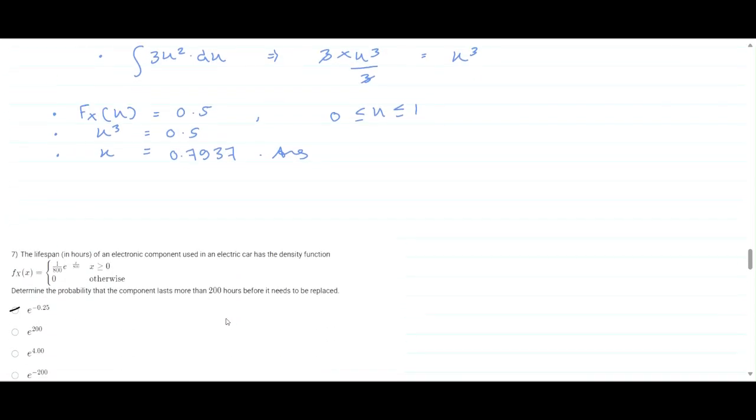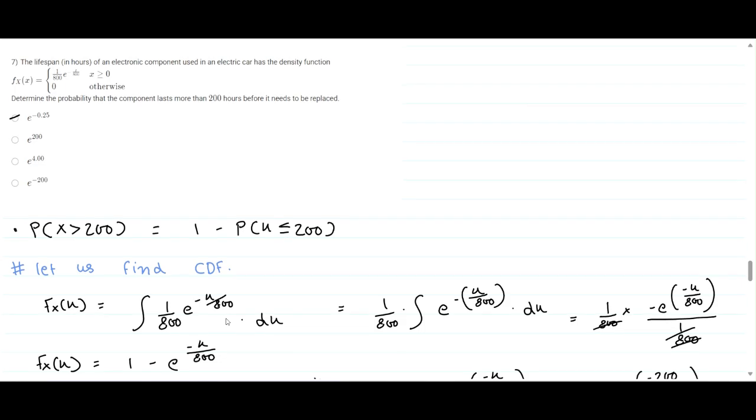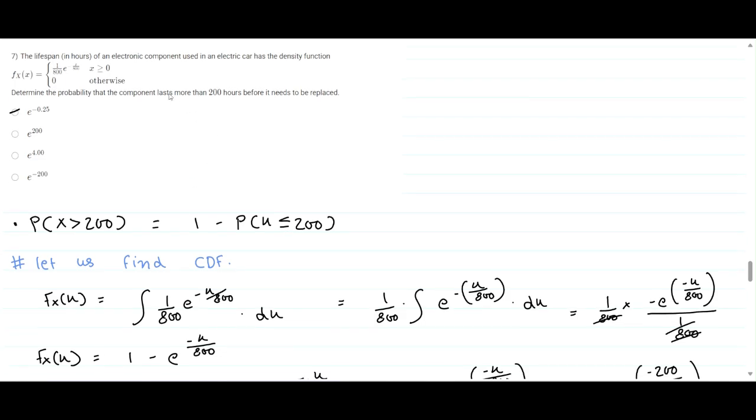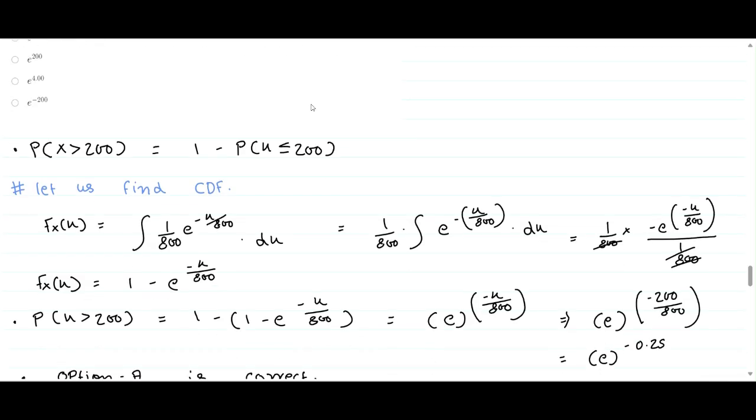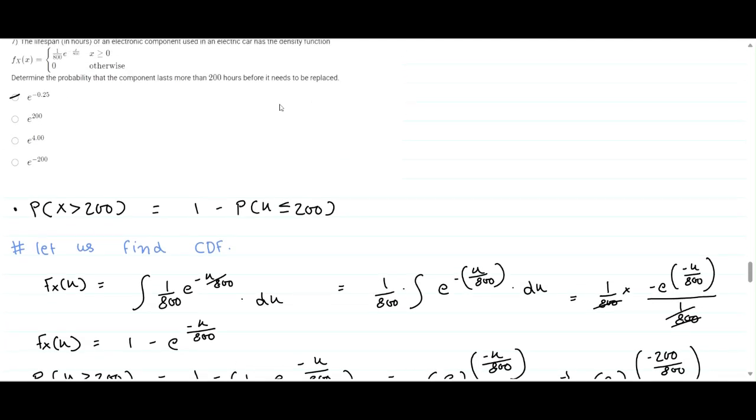Let us now see question number 7. Question number 7 states that the lifespan of an electrical component used in a car has the following density function, which is given below. We need to find the probability that the electrical component lasts more than 200 hours. So, in this question we need to find the probability of x greater than 200, which is equal to 1 minus the probability of x less than or equal to 200.